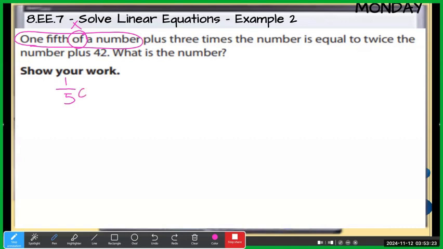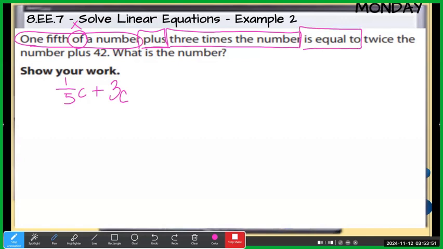So 1/5 of a number, it's a plus, what does that mean? 3 times the number. 3 times the number. Is equal to.